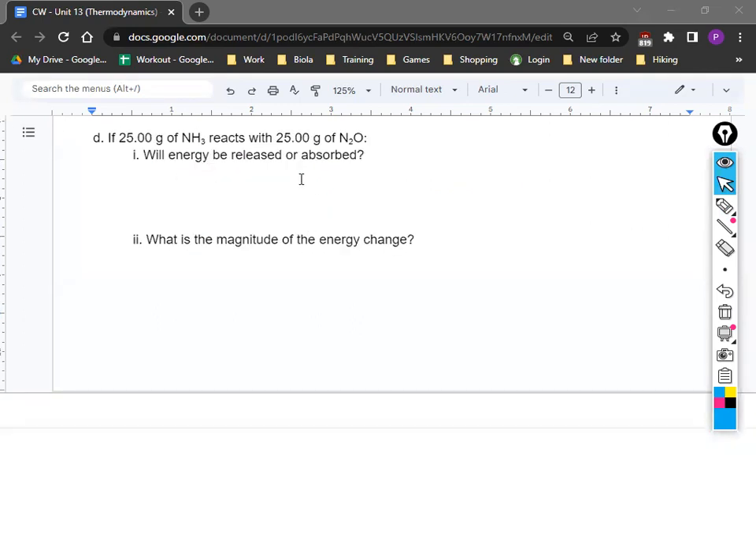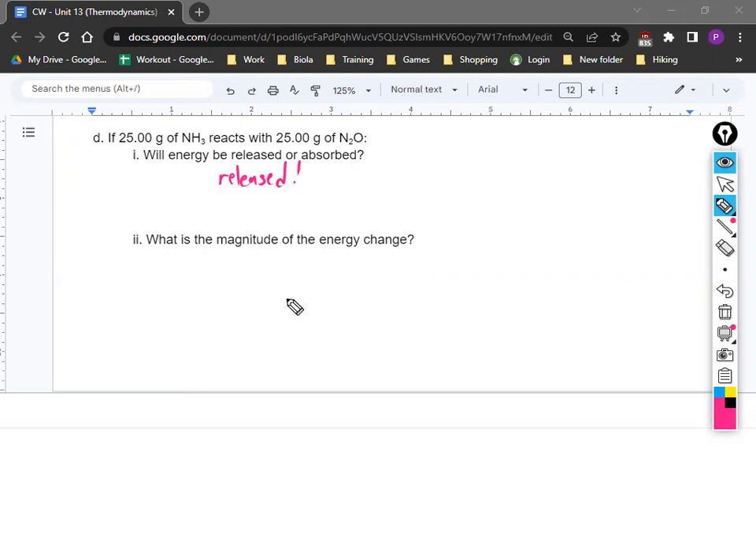Okay, guys, so let's take a look at this equation. So let's say that 25 grams of ammonia and 25 grams of dinitrogen oxide, N2O, sorry, I totally blanked on the name. We're going to figure out if energy is released or absorbed. Now, we don't need to do any math right now because we already know the delta H. What's the delta H? That's negative. So is energy released or absorbed? Released. Yes, released.